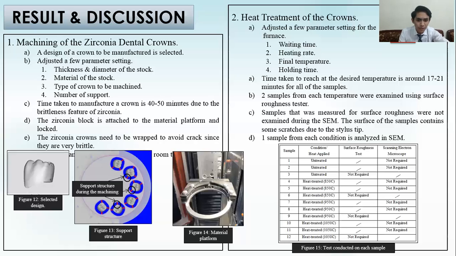For the heat treatment test, a few parameter settings need to be adjusted, such as waiting time, heating time, final temperature, and holding time. The time taken to reach the desired temperature is around 17 to 21 minutes for all of the samples. 2 samples from each temperature were examined using the surface roughness tester.